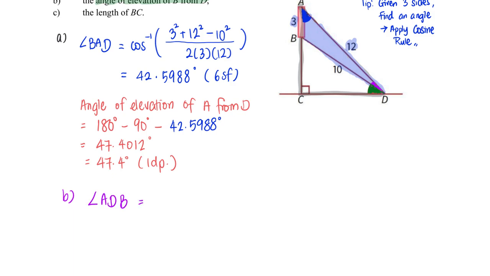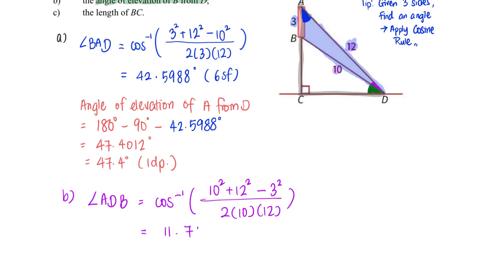And because the angle changes, you will notice Mr. Tan will now start off with 10 square and 12 square. 10 square plus 12 square minus away my 3 square over 2 times 10 times 12. And this will give me a value of 11.716 degrees to 5 significant figures.